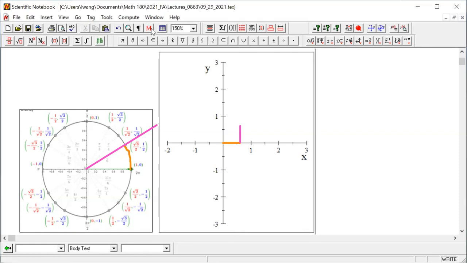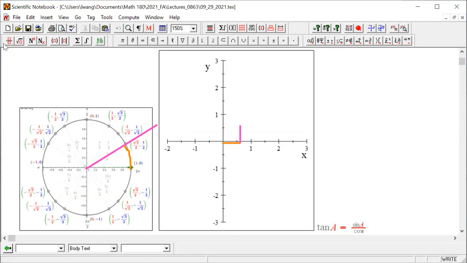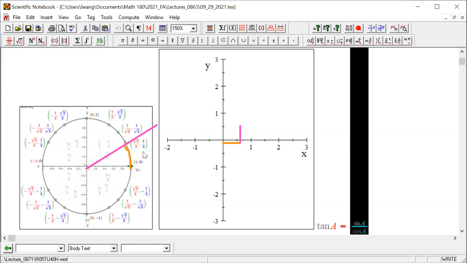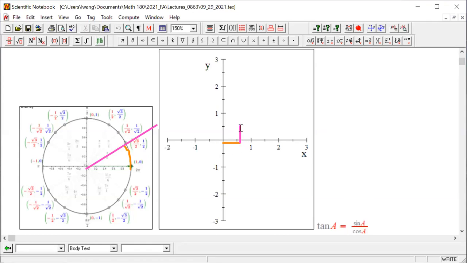Tangent. Anybody want to say something? So tangent of an angle is equal to what? Equal to sine of the angle over cosine of that angle, right? Sine is the blue number, cosine is the red number. So what do we get? So this purple is going to be the blue divided by the red. You follow me?